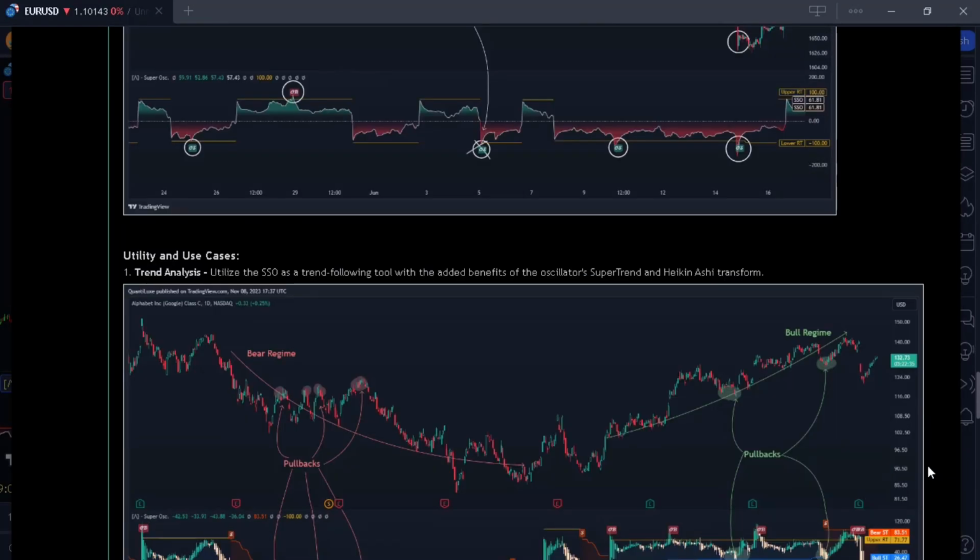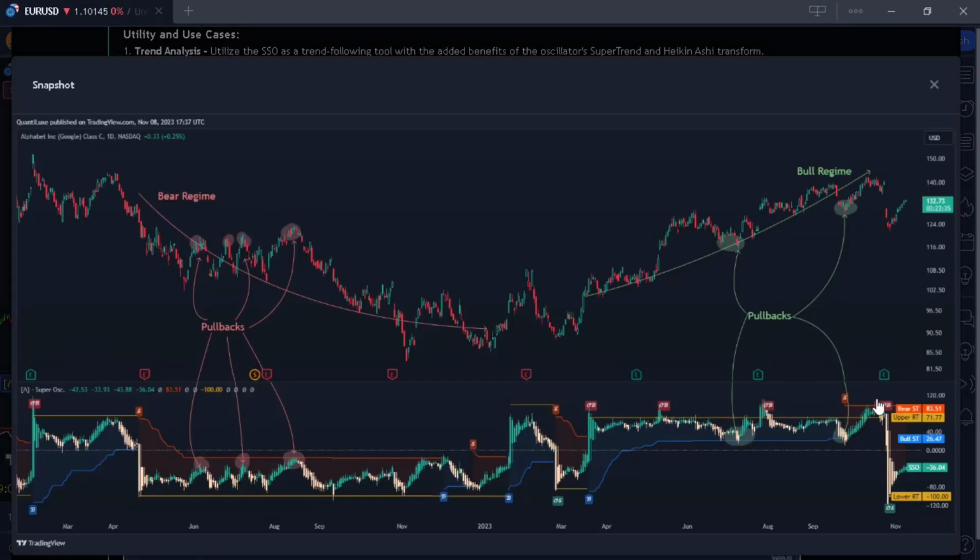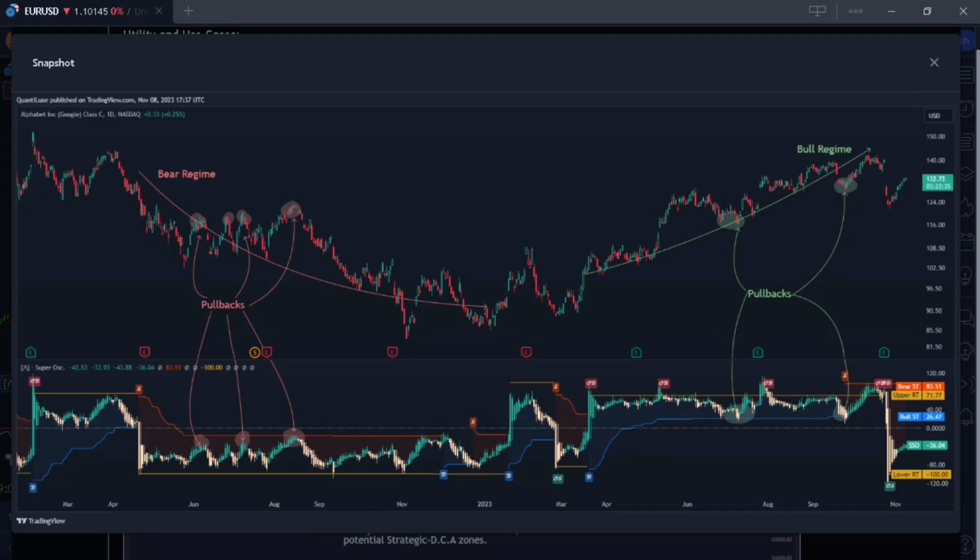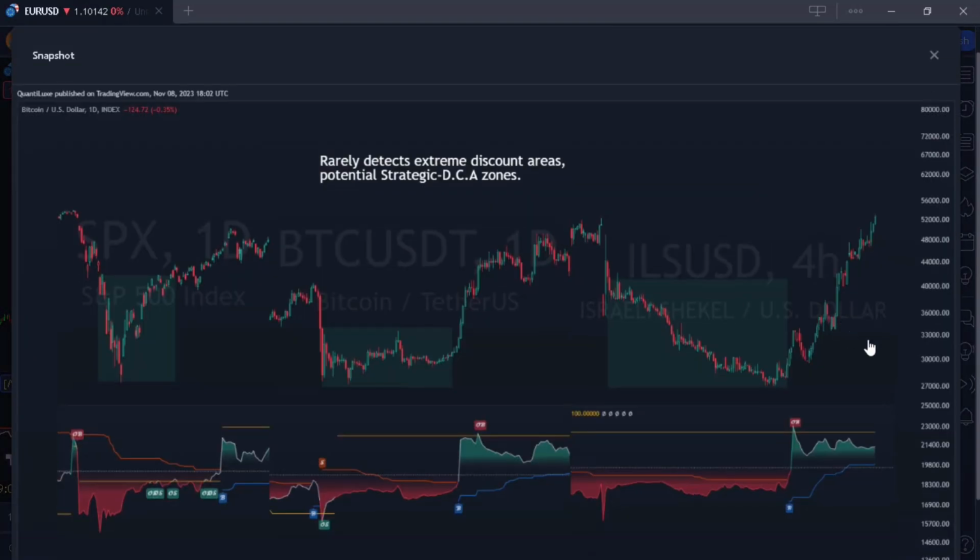Now let's discuss how you can practically use this amazing oscillator in your trading strategies. Let's talk about trend analysis. Leverage the SSO as a trend following tool with the added benefits of the oscillator's SuperTrend and Heikin-Ashi transform. This gives you a comprehensive view of the underlying trend regime. Speaking of valuation analysis, this utilizes the oscillator's reversion signals to identify potential mean reversion opportunities in the market. This can be a powerful tool for assessing market valuation.